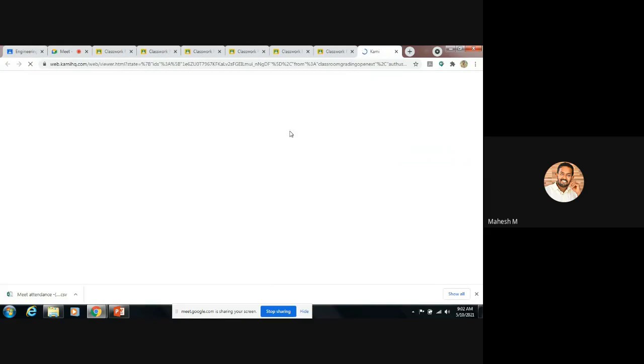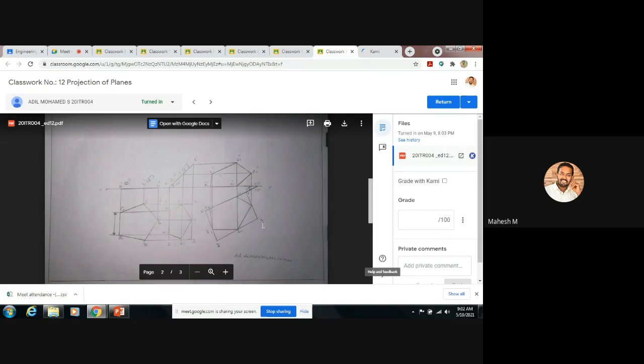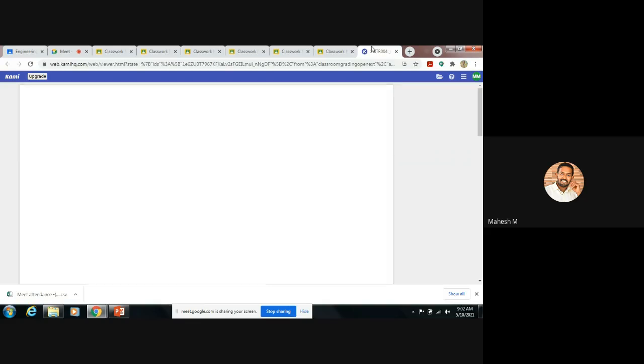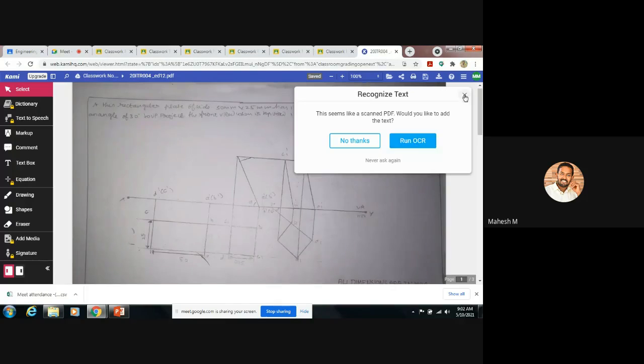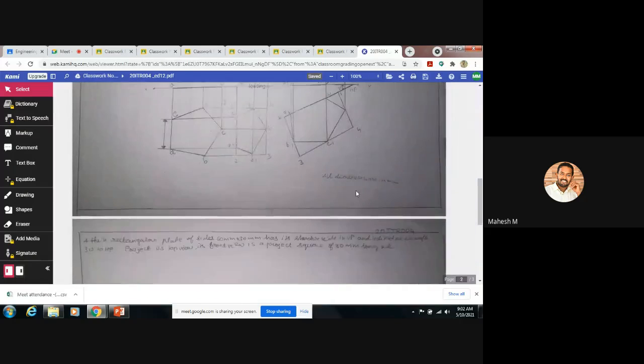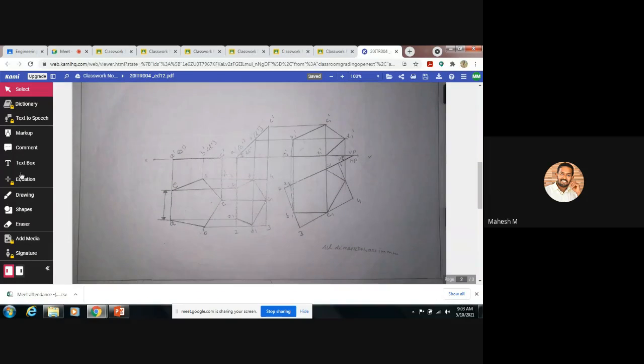So this one is classwork. Here, for neatness, I'm sure that you will lose a minimum of 3 marks. So this is the very important question. Please look at this first diagram. In this first diagram itself, neatness is very poor, and also there is no dimension here. Here there is an arrow mark, but there is no dimension.